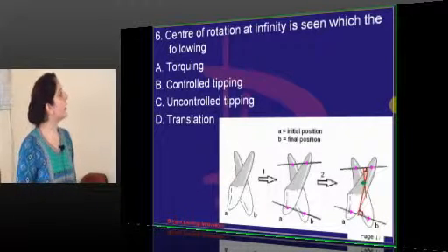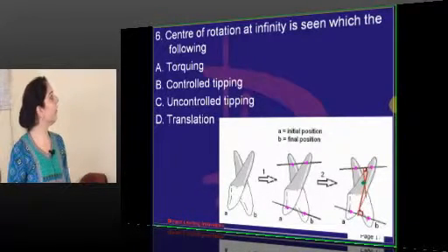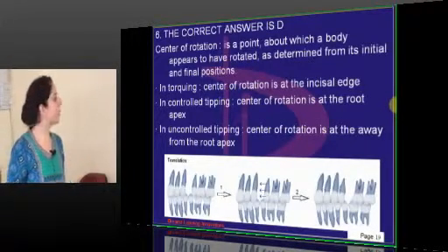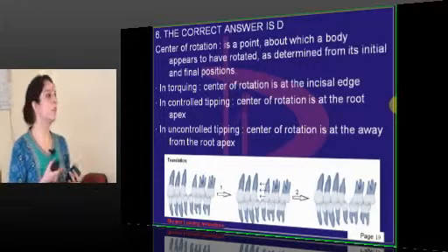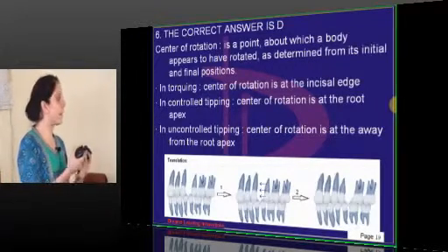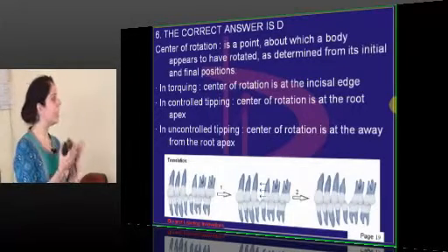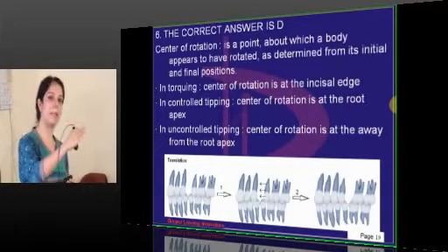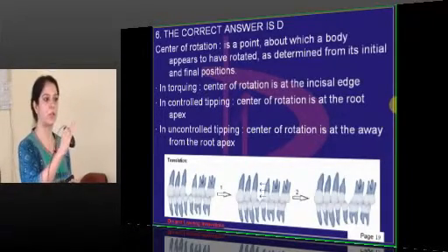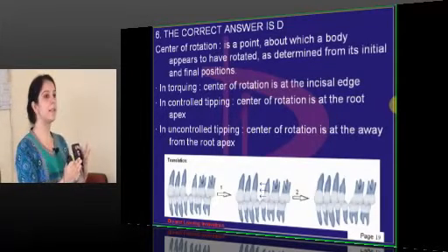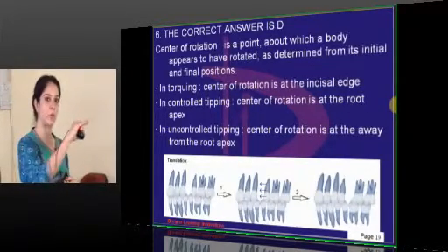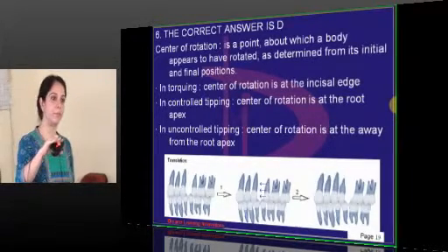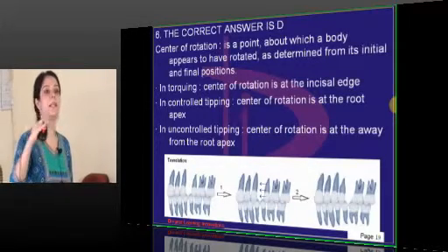Next is, the center of rotation at infinity is seen in which of the following? The answer is D, translation. Now, this is a part of biomechanics. When we talk about center of rotation, center of resistance, when the translatory movement is seen, that means that the tooth is moving bodily from one position to another position. It is not just tipping in which the crown and root are moving in opposite directions, it is a bodily movement. Hence, the line passing through the center of rotation and through the center of resistance is such that these two lines are parallel, and that can only happen when they meet at infinity.